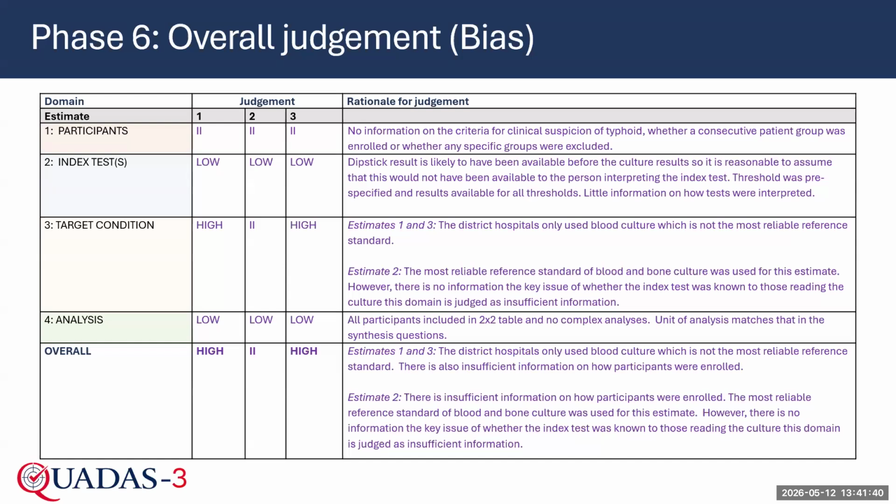And then we can also pull through the reasons. So for estimates 1 and 3, the main issue here is the hospital only using blood culture and a lack of detail on how participants were enrolled. And for estimate 2, that's the lack of detail on how participants were enrolled and some lack of detail around the reference standard. So we've pulled that through, we've got that judgment. So we know that overall, 2 of our estimates are at high risk of bias, one's insufficient information on risk of bias, and this is the reasons for that judgment. And I think that's a really helpful change to the tool.